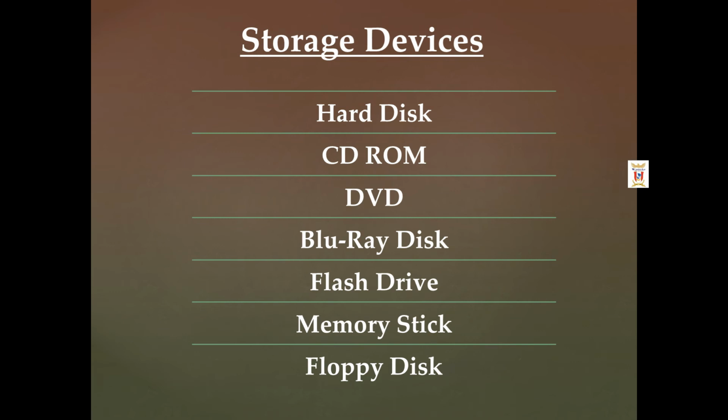Last is the memory stick. A memory stick is a removable flash memory card. It is used to store media for portable devices like video cameras, mobile phones, etc. So you need a card reader for it if you want to attach it to a computer.